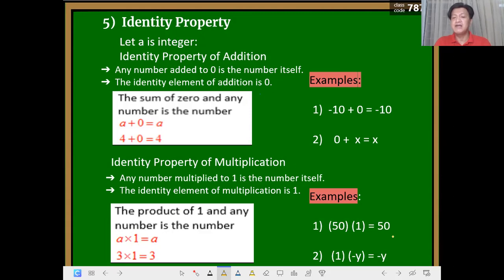Kaya ito yung ating example. 50 times 1, 50 pa rin yan. 1 times negative y is negative y. Hindi nagbago yung number. Any number multiplied by 1 is the number itself. The identity element of multiplication is 1. Tandaan natin na 1 ang identity element kapag sa multiplication. Dito naman sa addition, ang identity element natin is 0. Dito sa multiplication ay 1.